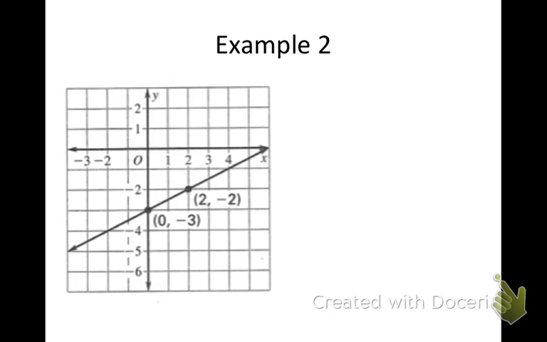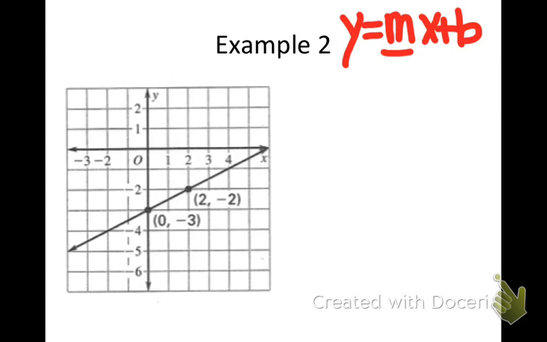In example 2, we're given a graph and we have to write an equation based off of our graph. We're still going to write our equation y equals mx plus b. We need to identify our slope and our y-intercept. Remember that y-intercept means where your line crosses through the y-axis. And I can find that point on my graph, which is 0, negative 3. So my y-intercept is negative 3.